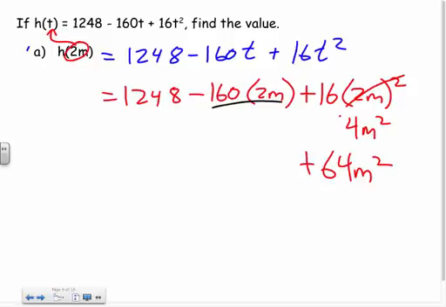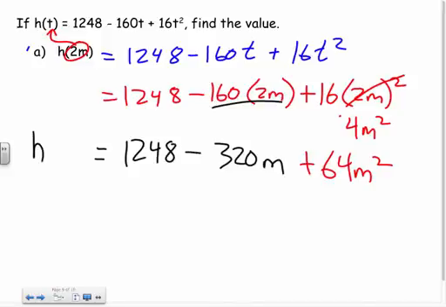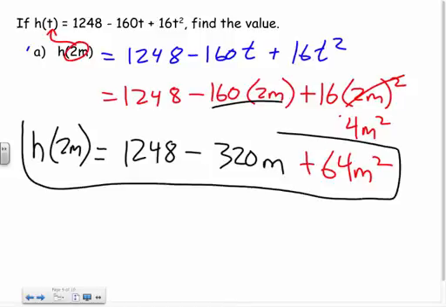And now I have to keep multiplying before I can add and subtract. So 160 times 2m gives me 320m. And bring down my 1248 minus right there. So I'm saying my function h, when I replace t with 2m, gives me that. And I can't combine anything else. These are not like terms. So I'm done. You're just simplifying it as far as you can go given the function. So just plug in whatever the input is into your value. It could be an x, could be a t, it could be any variable, right? You just follow the function rule.